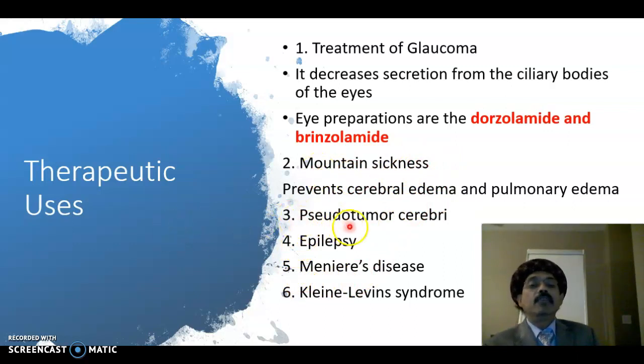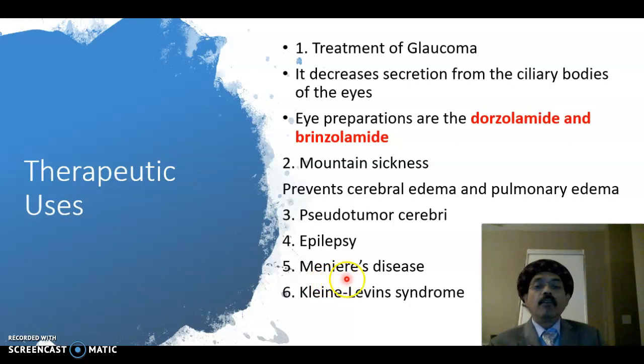This is a medication used in pseudotumor cerebri. We sometimes have increased intracranial pressure. We don't know the exact cause. Maybe due to obesity, maybe due to oral contraceptive pills or estrogen, or maybe due to hypervitaminosis A. But in most cases, we don't know the cause. That is managed by means of the carbonic anhydrase inhibitor. Carbonic anhydrase inhibitors are also used along with other anti-epileptic drugs as an additional therapy.